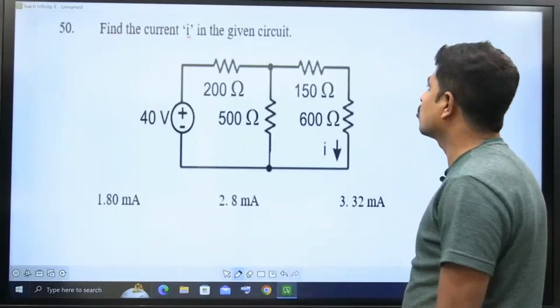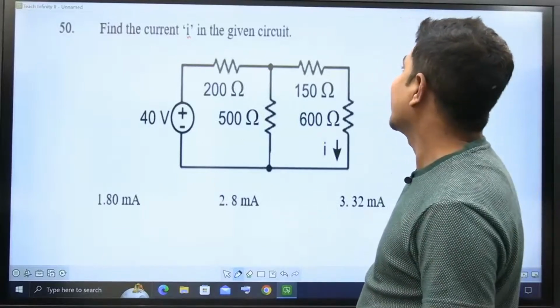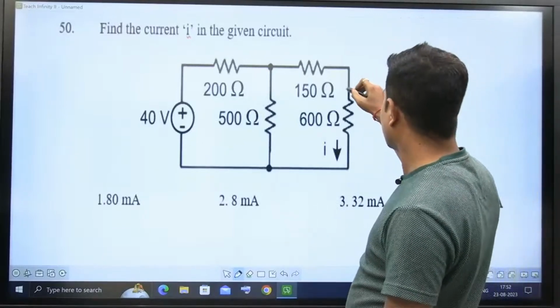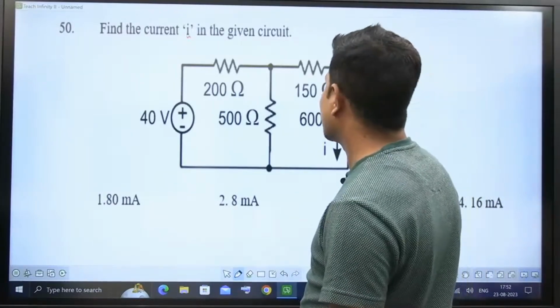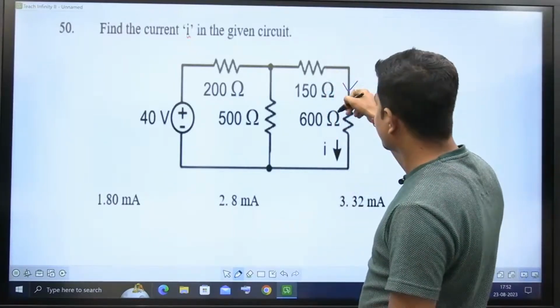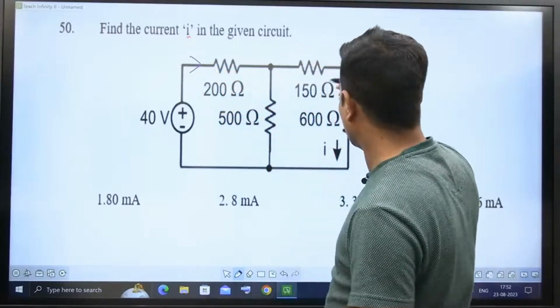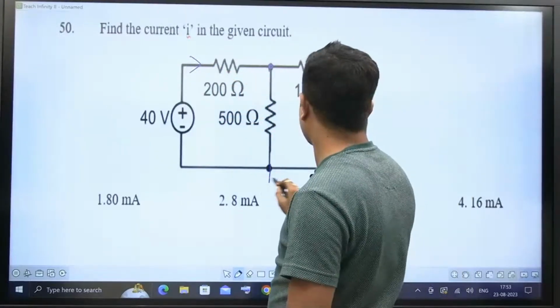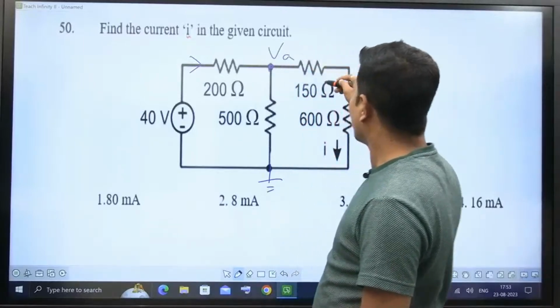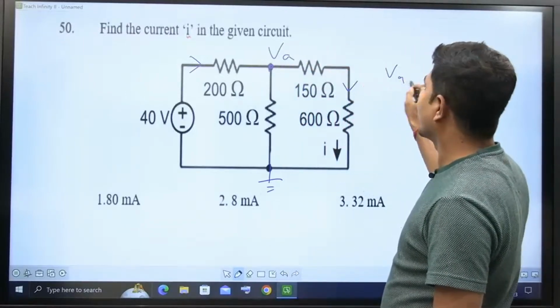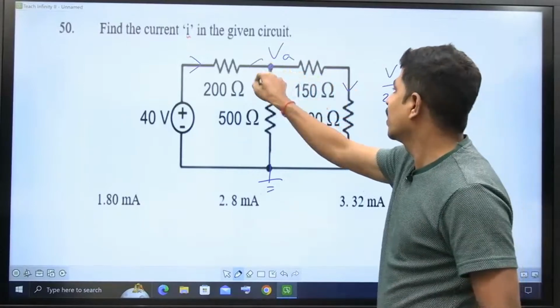Next question. Find the current I in the given circuit. He is asking about this current I. See, in many ways we can do. These two are in series, that is in parallel, that is in series. Then you are going to get this current. Then you can apply voltage directly. But instead of that, I'll take this one as a reference. I'll take this one as VA.